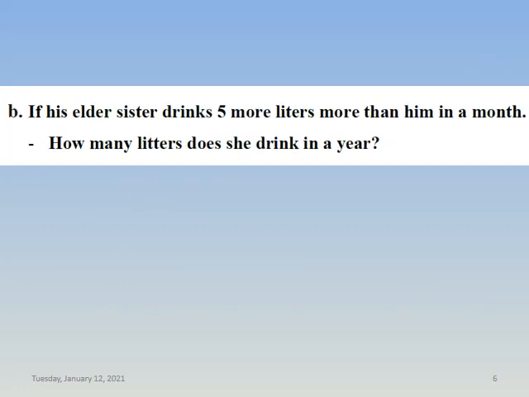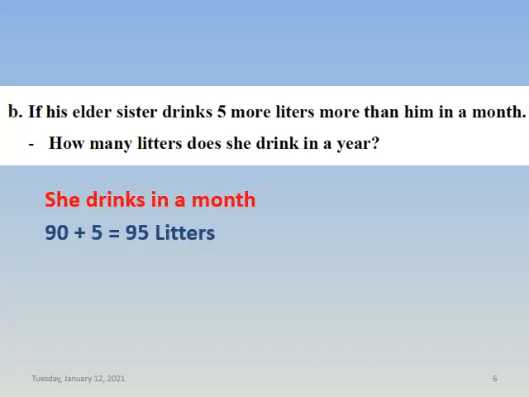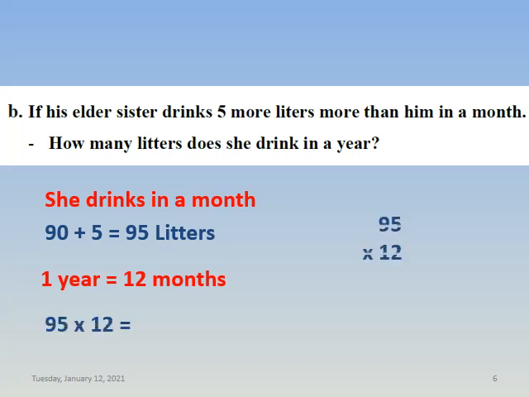Now, part B. If his elder sister drinks 5 liters more than him in a month, remember, the baby drinks in a month 90 liters, and she drinks 5 more, so she drinks 95 liters a month. Now, how many liters does she drink in a year? We all know that 1 year has 12 months. So she drinks 95 liters times 12 months, which is equal to 1,140 liters a year.